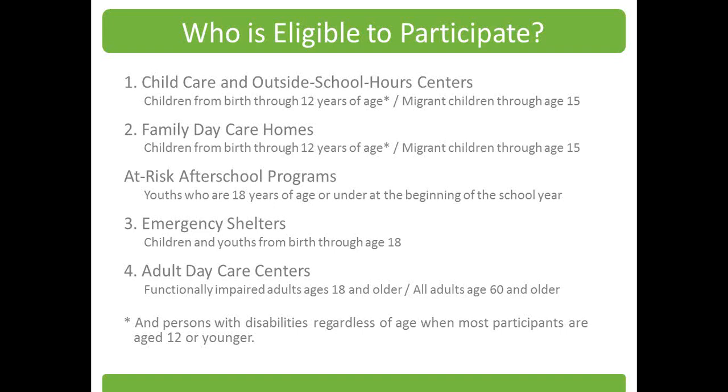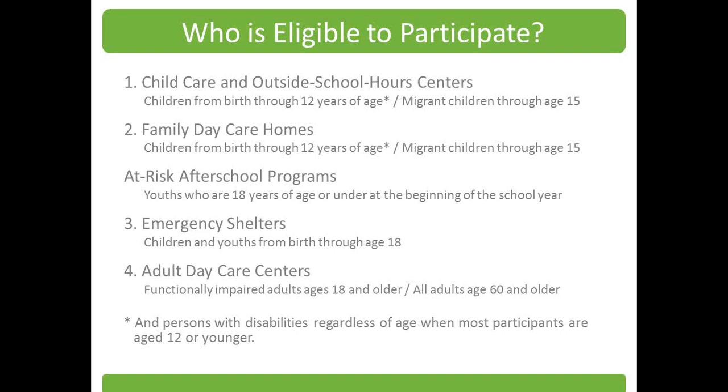Also, you can continue claiming a teen who turns 19 during the school year, as long as the teen was 18 at the beginning of the school year. In emergency shelters, all children and youth are eligible through age 18 or up until their 19th birthday. Since emergency shelters aren't tied to a school year in the same way that after-school programs are, there's no provision to allow reimbursement for meals served to participants after they turn 19.